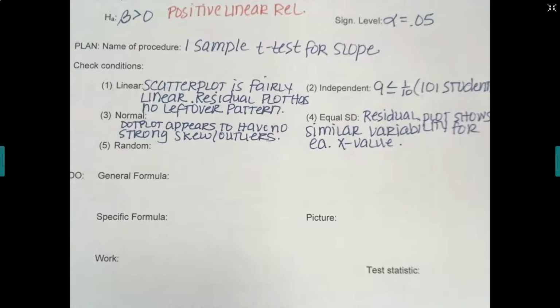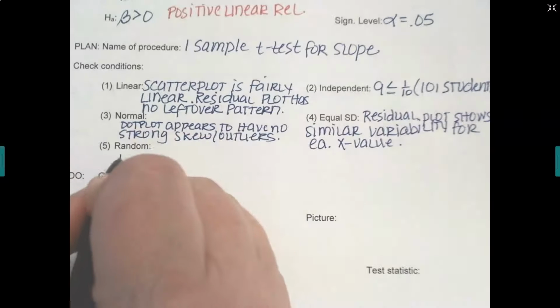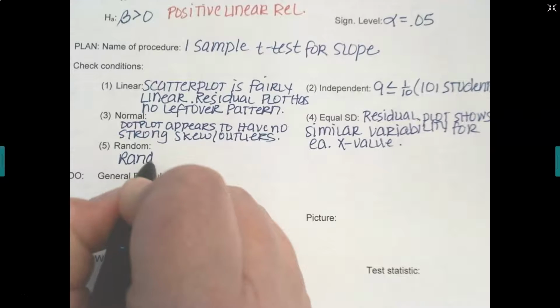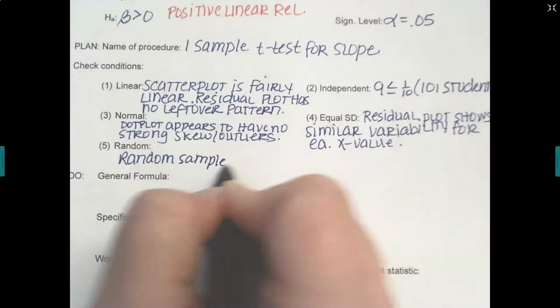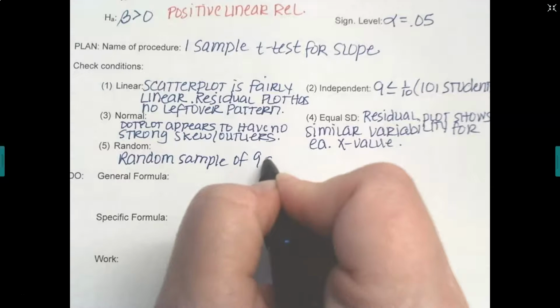And then our last one is, it did say, this is random, so it was a random sample of 9 students. Okay.